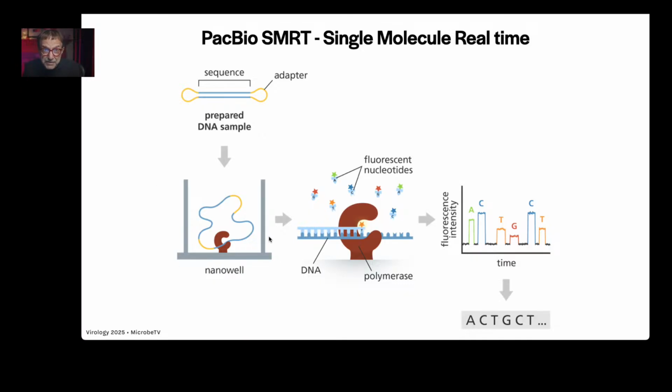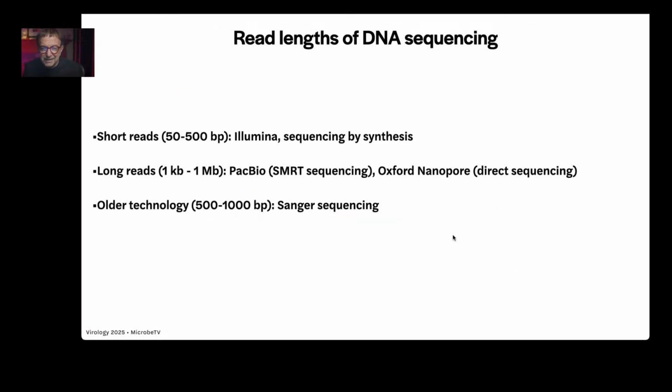So you get lots of reads from the same DNA. And what happens is you use fluorescent nucleotides, and the fluorescent intensities are measured over time, and that gives you the sequence. So read lengths are very important here. How far can you get?